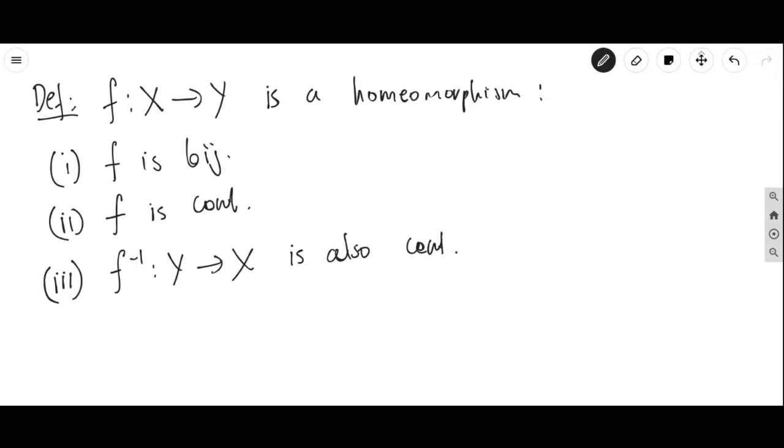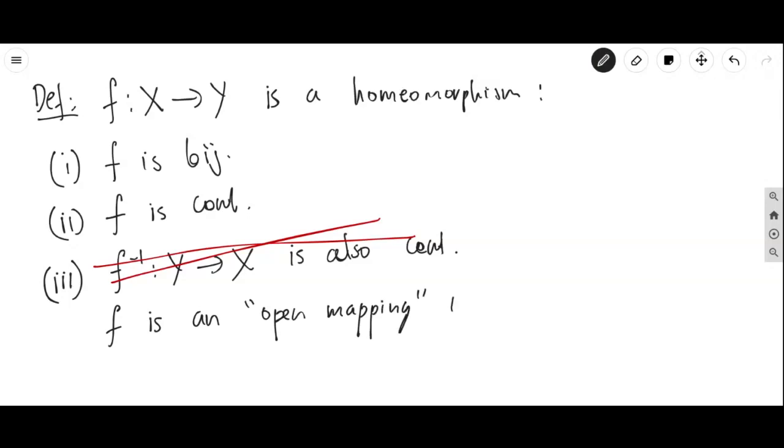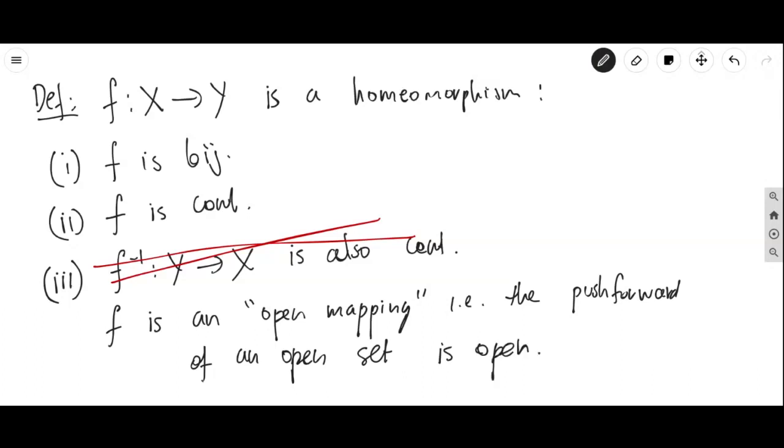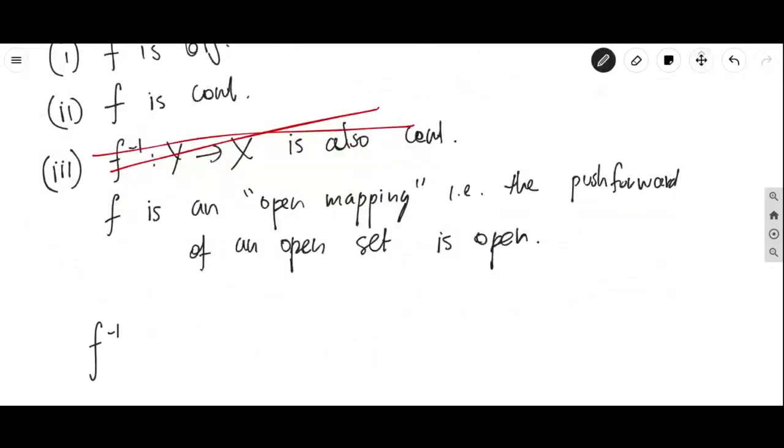There's an alternative definition, so let me show it to you. It's another definition that you might see people use, and we actually already mentioned it in our examples. You would say f is a homeomorphism if f is a bijection, f is continuous, and you replace the last condition by saying f is an open mapping, i.e. the push forward of an open set is open.